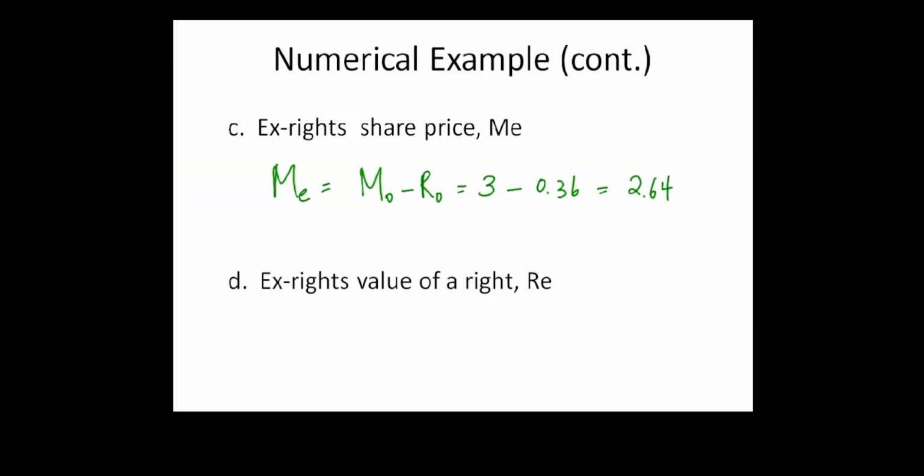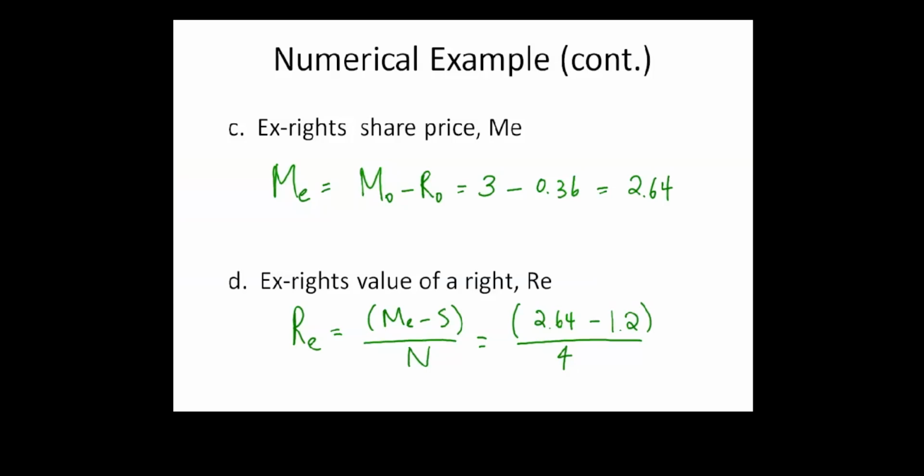For question D, we calculate the X rights value of one right using the formula RE is equal to ME minus S all divided by N. X rights share price is 2.64. We calculated before. Subscription price is 1.2. N is 4 as calculated before. And doing all the calculation, this should get us to 0.36.